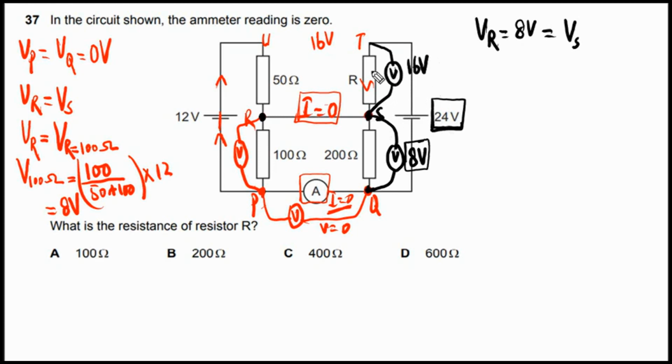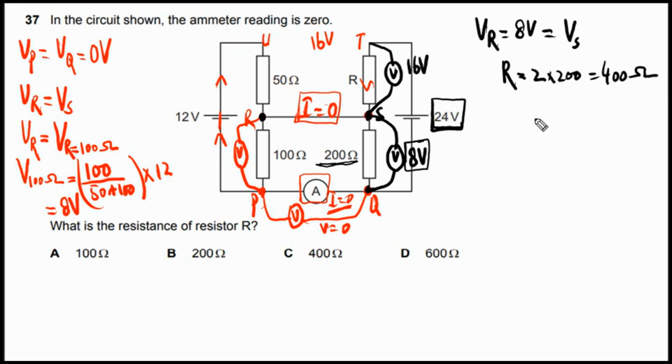Now as you can see here, resistor R and the 200 ohm resistor are connected in series. It means the same current is passing through R and through the 200 ohm resistor, but the potential difference across R is double the potential difference across the 200 ohm resistor. From here we can simply conclude that R is 2 times 200. So it means the resistance of R is equal to 400 ohms.